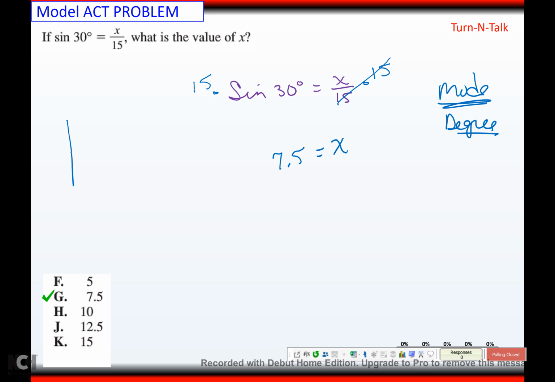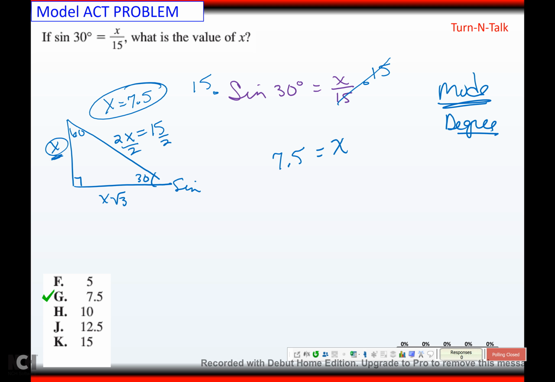Or you could remember, if theta is 30 degrees, then we're in a 30, 60, 90 triangle where my short leg is x, my long leg is x square root of 3, and my hypotenuse is double the short leg. Well, it tells me that sine of 30 is opposite, which is x, over hypotenuse, which is 15. Well, if 2x equals 15, to figure out what x is, divide by 2, and I get x equals 7.5. Okay, so one of those methods.